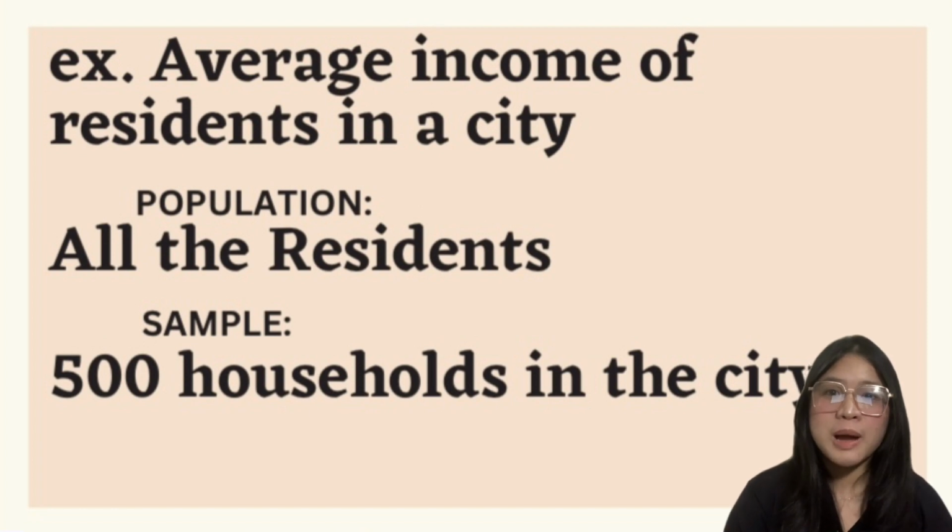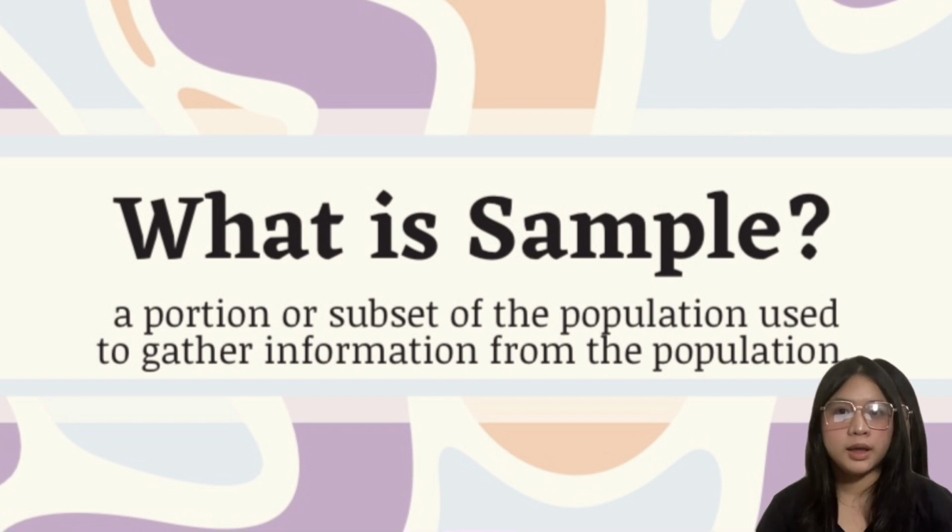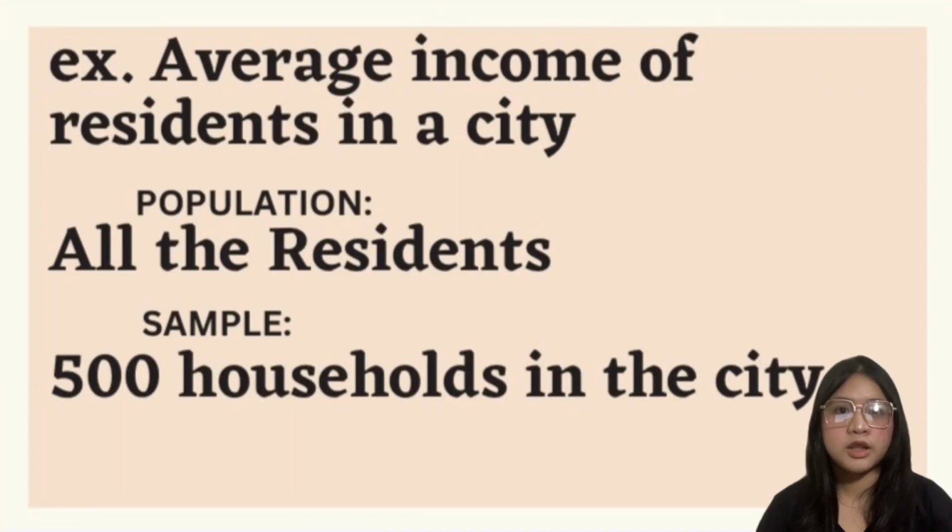Here's the catch. Population can be huge, so that's where the concept of sample comes into play. A sample is a smaller, manageable subset of a population. It is like taking a representative slice of the whole population. In our example, instead of measuring the income of every resident, we will just select 500 households in the city and collect data on their incomes to represent the entire population. The 500 households are what we call the sample.